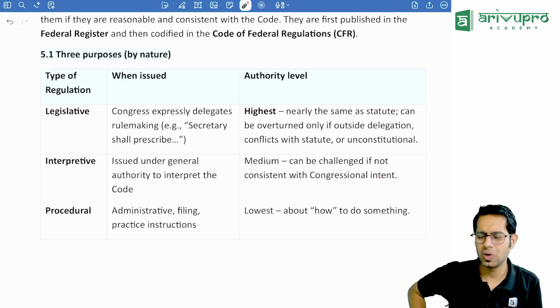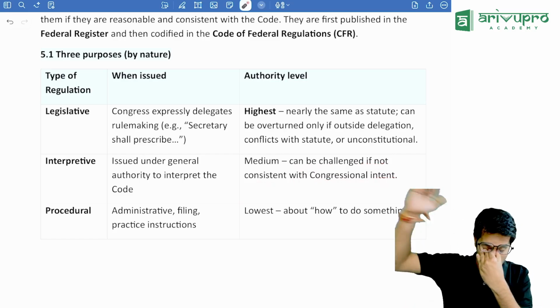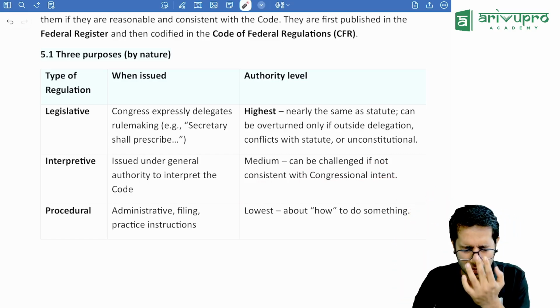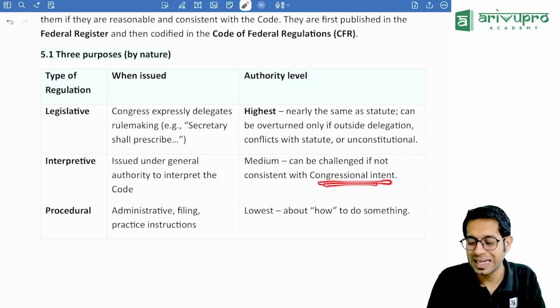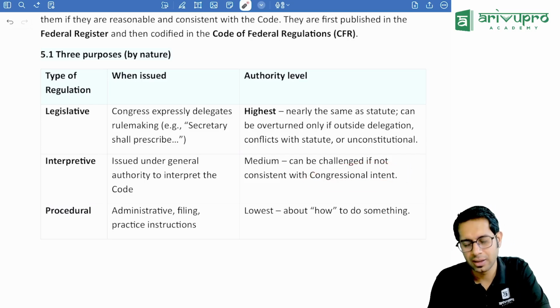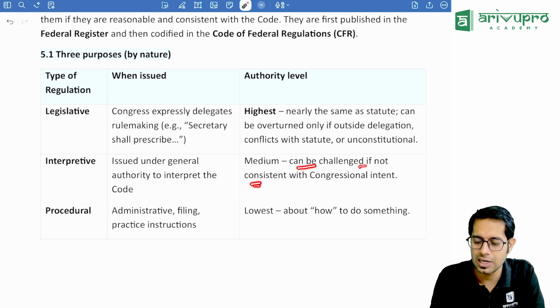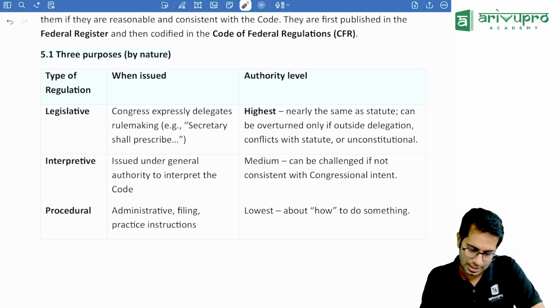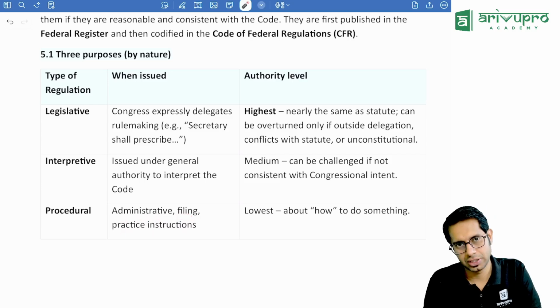So because it is just interpretive, you can always challenge them. They are not actually the law. They are something which you are supposed to follow, but if you feel that they are not as per the intention which the Congress has made, then you can always challenge them. Then we have procedural: administrative, filing, and practice instructions.